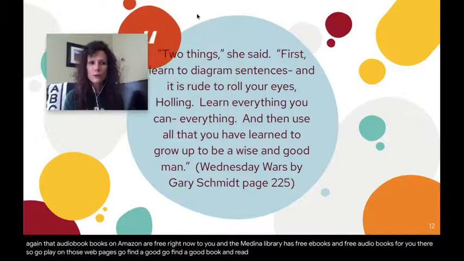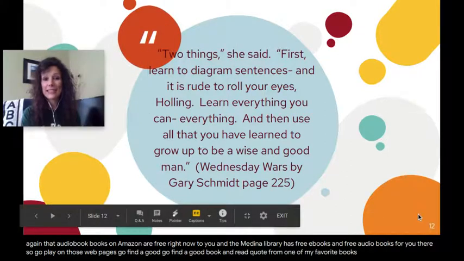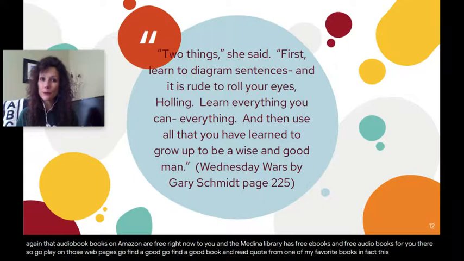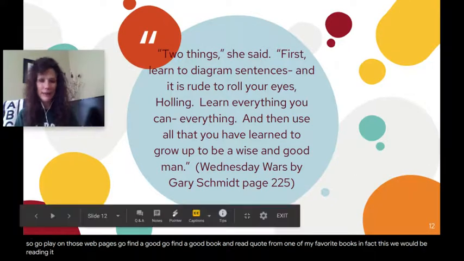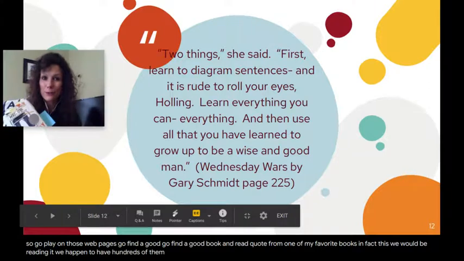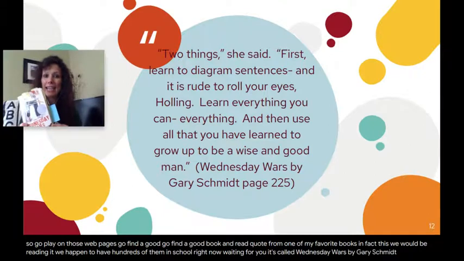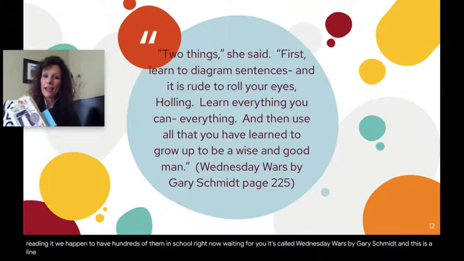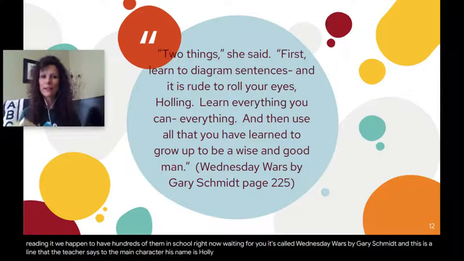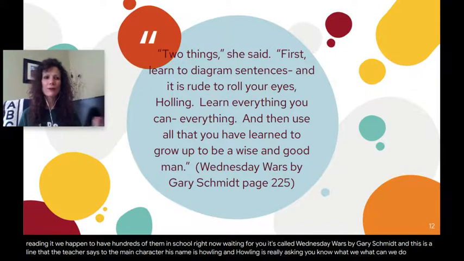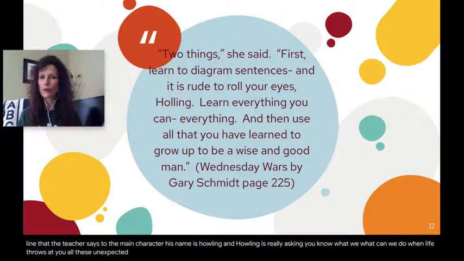This is a quote from one of my favorite books. In fact, this is the book that if we were in school, we would be reading. We happen to have hundreds of them in school right now waiting for you. It's called Wednesday Wars by Gary Schmidt. And this is a line that the teacher says to the main character. His name is Holling. And Holling is really asking, what can we do when life throws all these unexpected or unpleasant things at you? And so here's her advice to him.